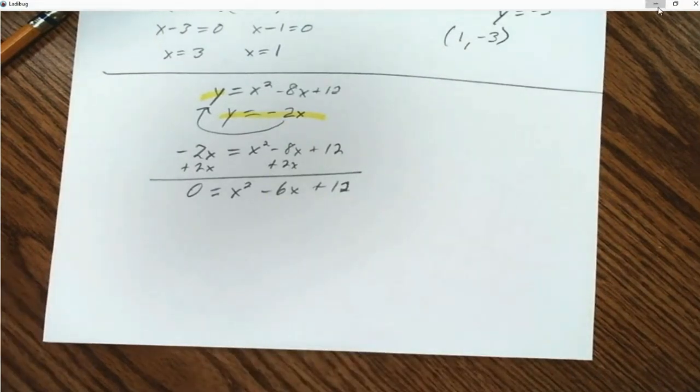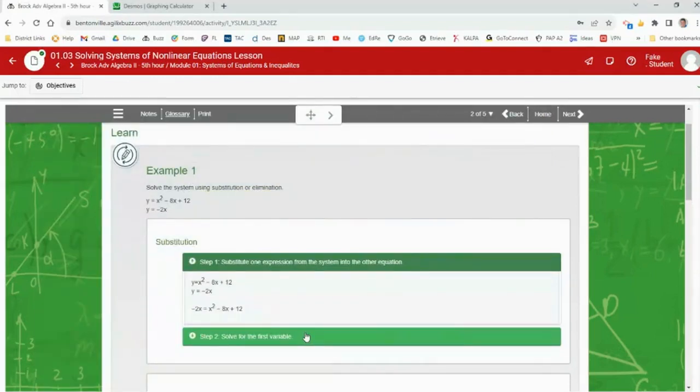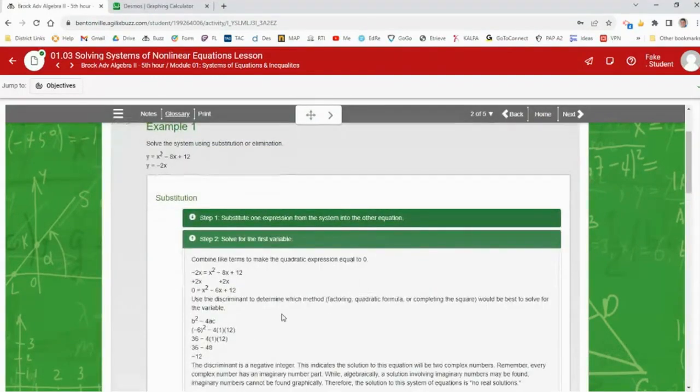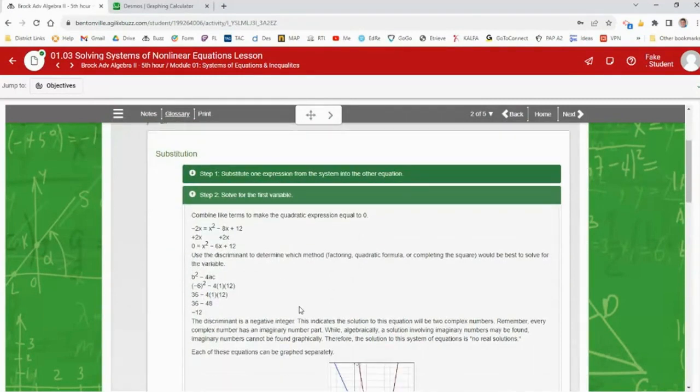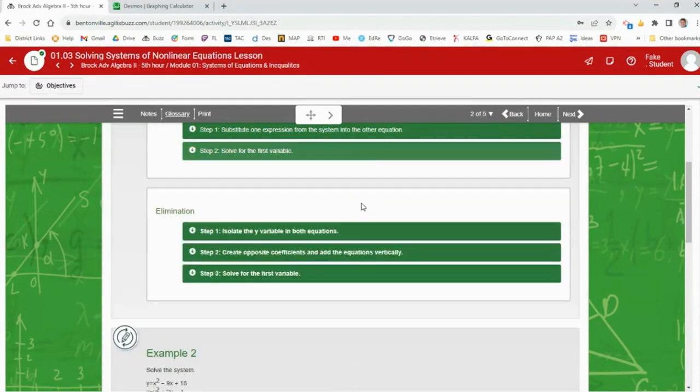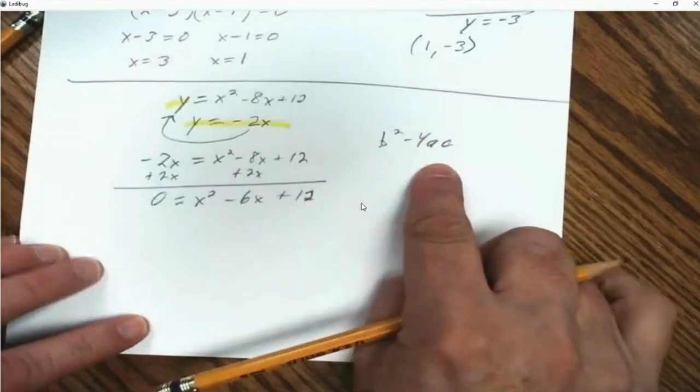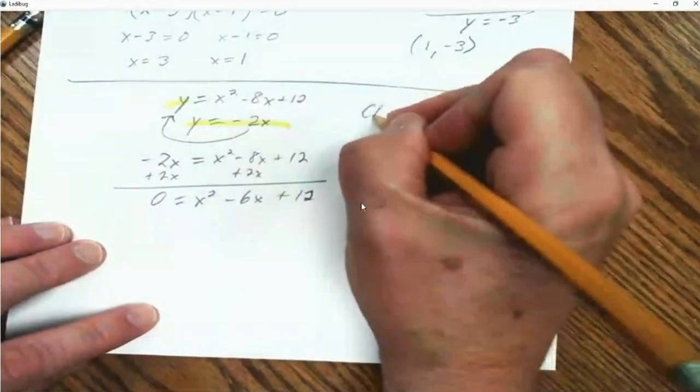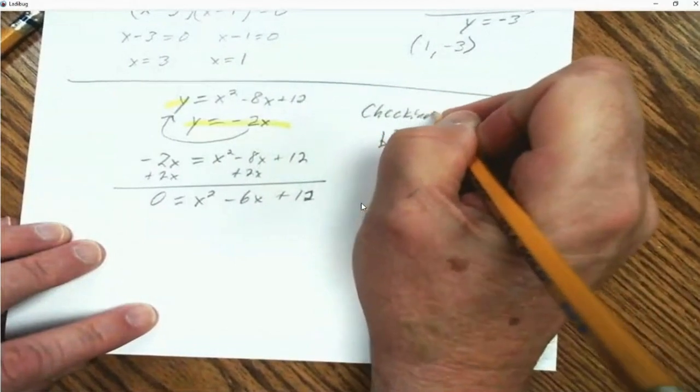Let's see which solution they went with. Solve for the first variable. So they used the discriminant to figure out that it's a negative integer. So it's going to be 2 imaginary solutions, it says. Since they used the discriminant method just to check, the b squared minus 4ac, that's the method they're using: checking the discriminant just to see if there are any real solutions.